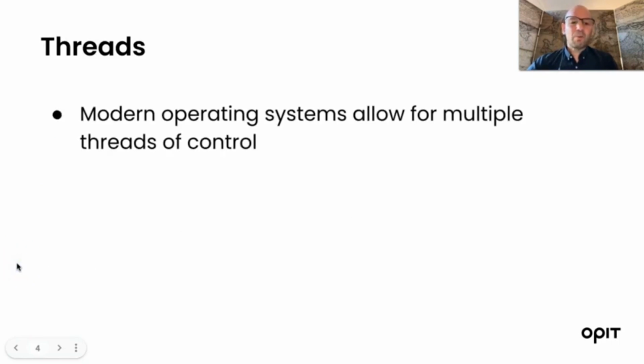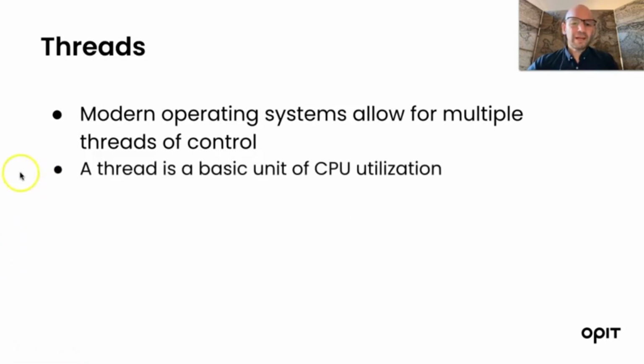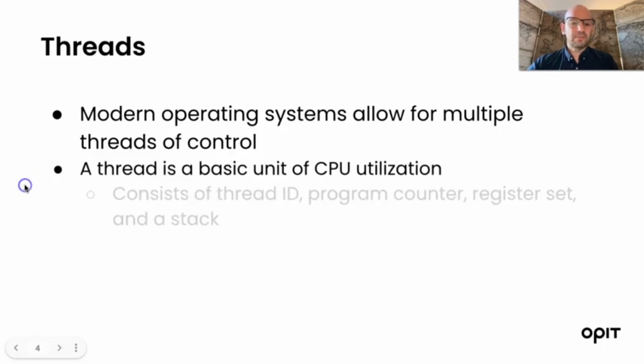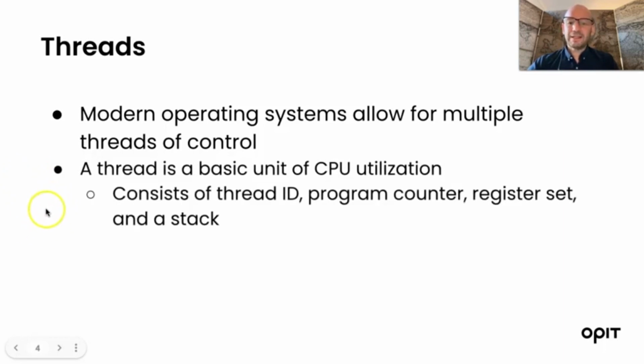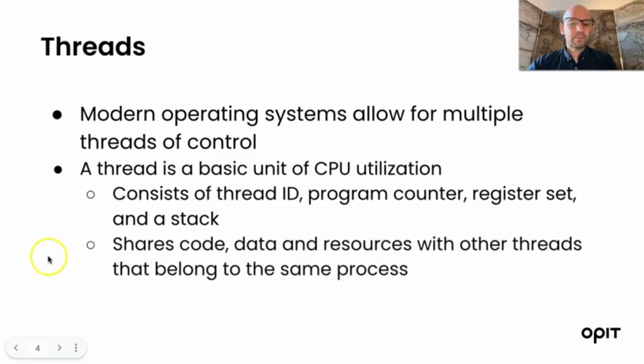So threads. Modern operating systems allow for multiple threads of control. And a thread is what we would call a basic unit of CPU utilization. It consists of a thread ID, a program counter, a register set, and a stack. So each thread has its own set of resources. And it shares code, data, and resources with other threads that belong to the same process.